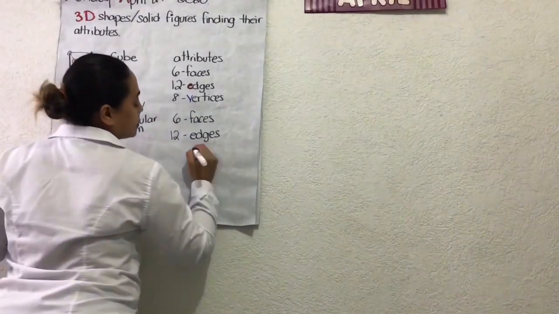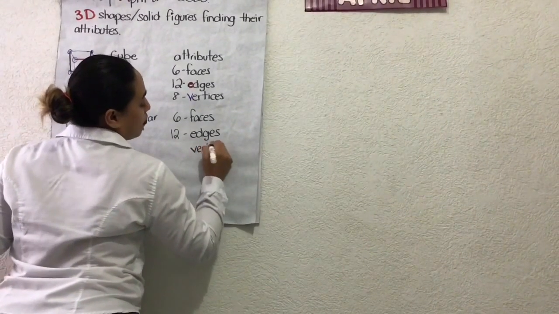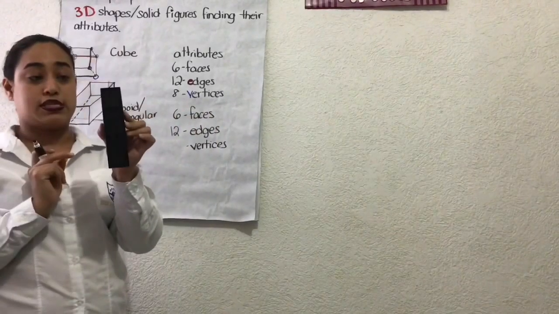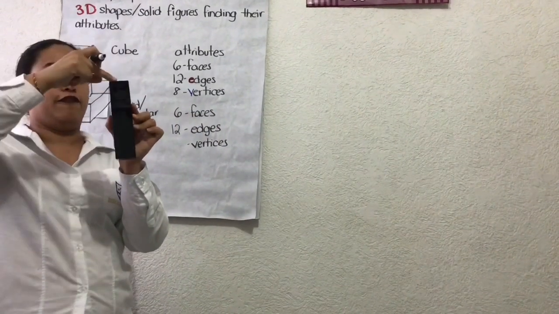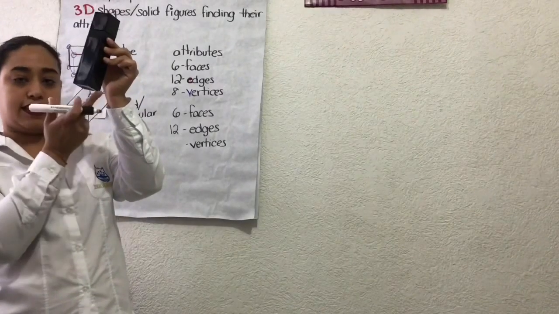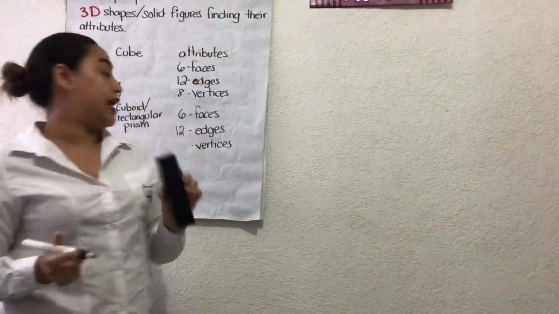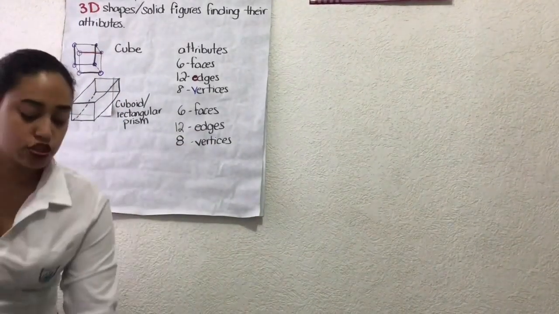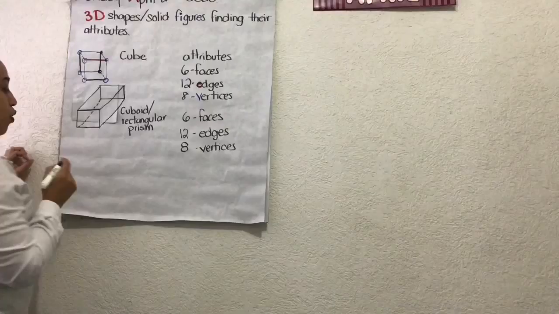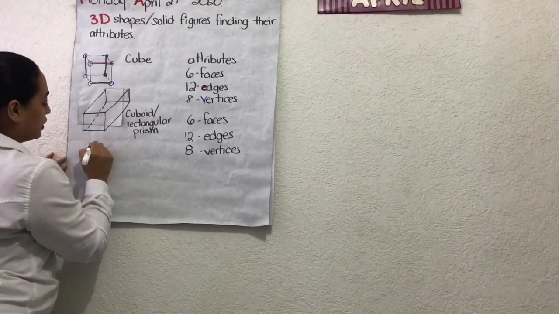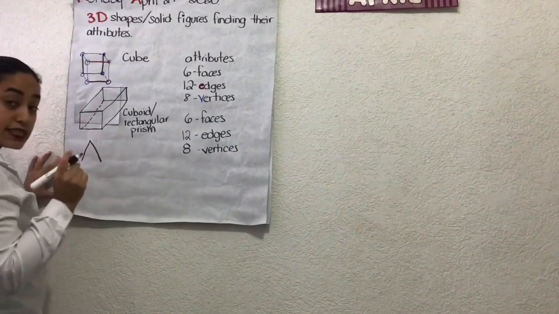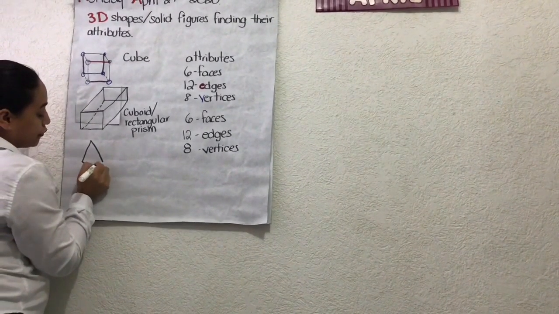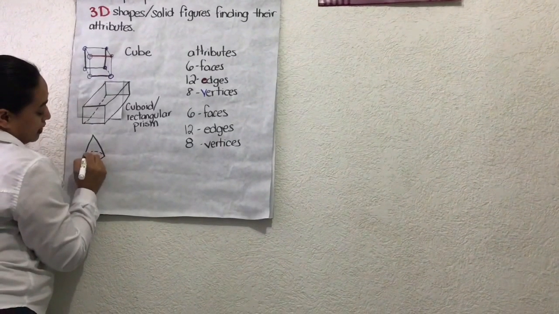And how many vertices, okay? Remember, vertices, corners, esquinas. How many corners does this one have? Let's try it. 1, 2, 3, 4, 5, 6, 7, 8. Only 8. So it has the same as this one, okay? It has 8. Let's try a cone. All right, so a cone, it's pretty much like this. It's similar to a triangle, but instead we're going to do a curved line and then like this.